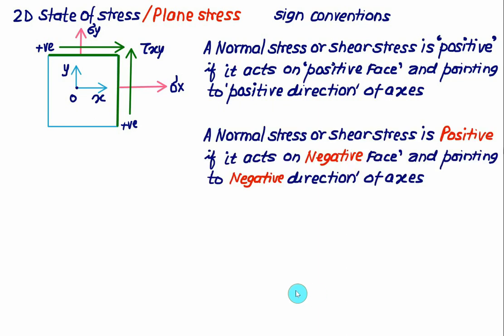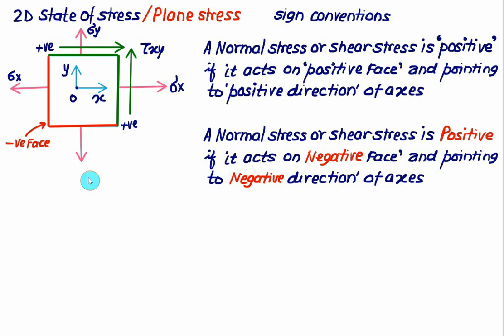Secondly, if we are on the negative face, that is this face is negative and this face is negative, then the shear stress and the normal stress are positive if they act on the negative face and are pointing to the negative direction of the axis, that is downward or leftward. Then negative and negative will be a positive value. Like this face is a negative face, and on the negative face we are going to the negative of the x axis, so this value of sigma x is taken as positive. It is positive, not negative. Negative into negative is positive.